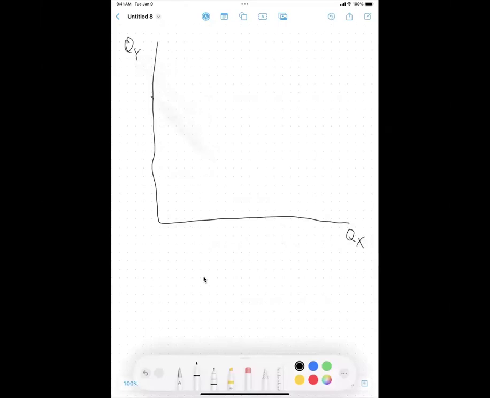Here's my original budget constraint, or income constraint. And here would be my original indifference curve. When I'm maximizing utility, the slope of that indifference curve will be the exact same as the slope of my budget constraint.